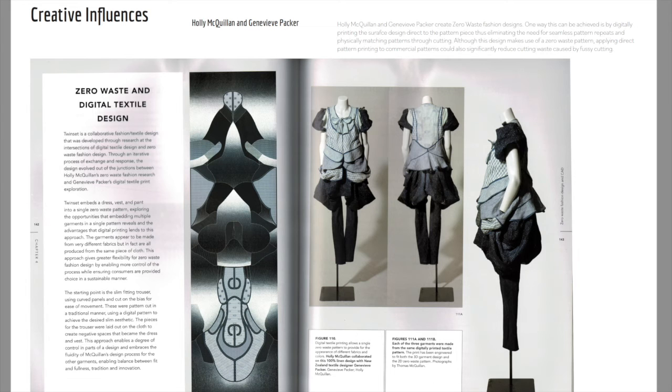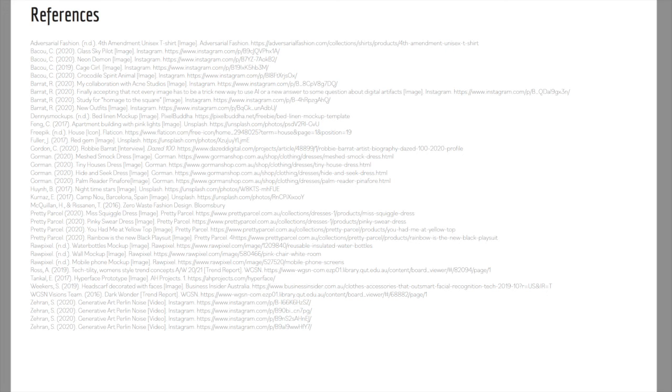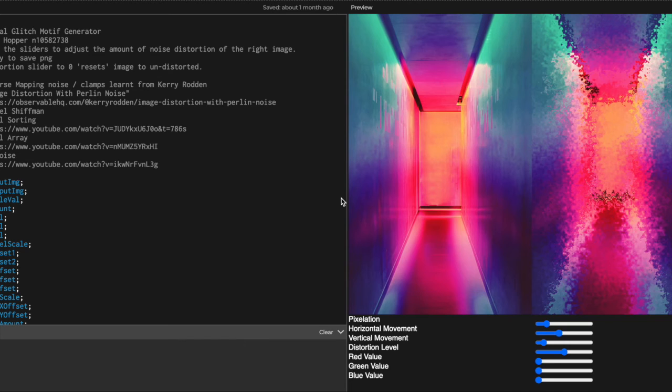And then also Holly McQuillan and Genevieve Packer. I was really interested in their zero waste digital textile design. In this concept, they're printing their design directly onto the fabric so that when they cut it, the print is already in the exact same space it needs to be in, and so there's not as much textile waste. And those are my references. Now I will show you my actual live example and give you a bit more of an overview of that.